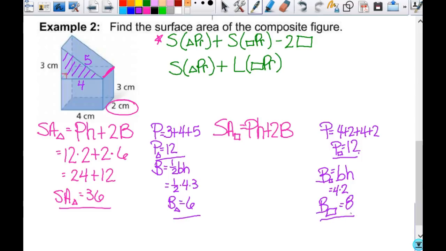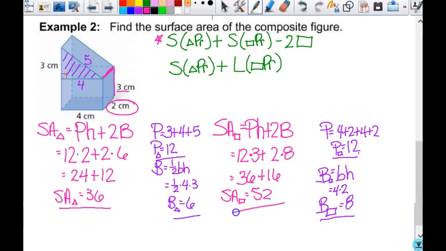Okay. So I come back over here and substitute that in. My perimeter is 12 times, what's the height? 3. It's the distance between the bases here. Plus 2 times big B, which is 8. So this gives me 36 plus 16. So the surface area of the rectangular prism is what? 52.